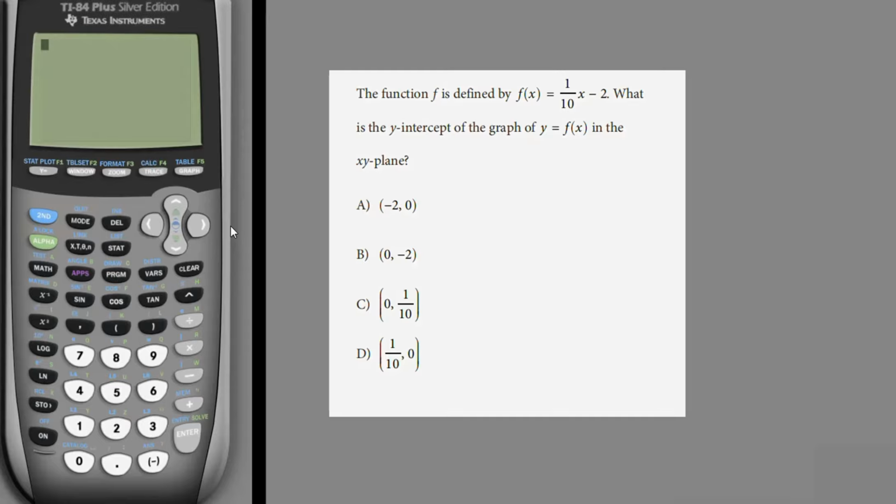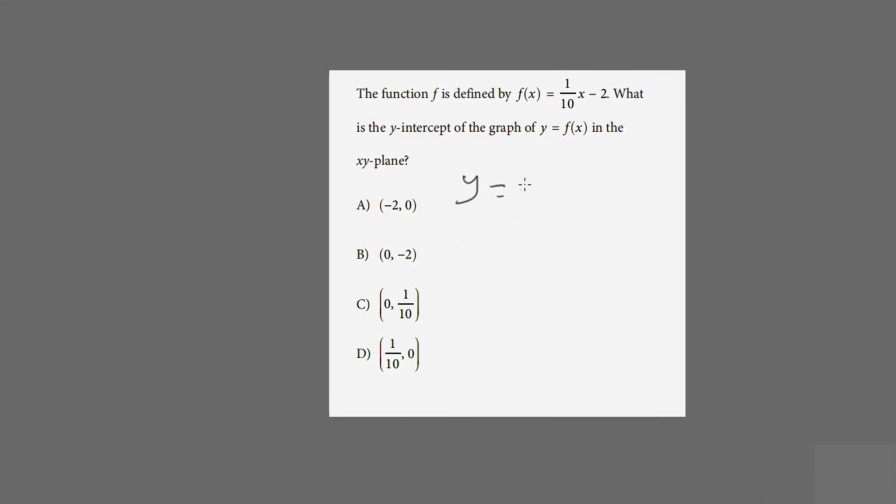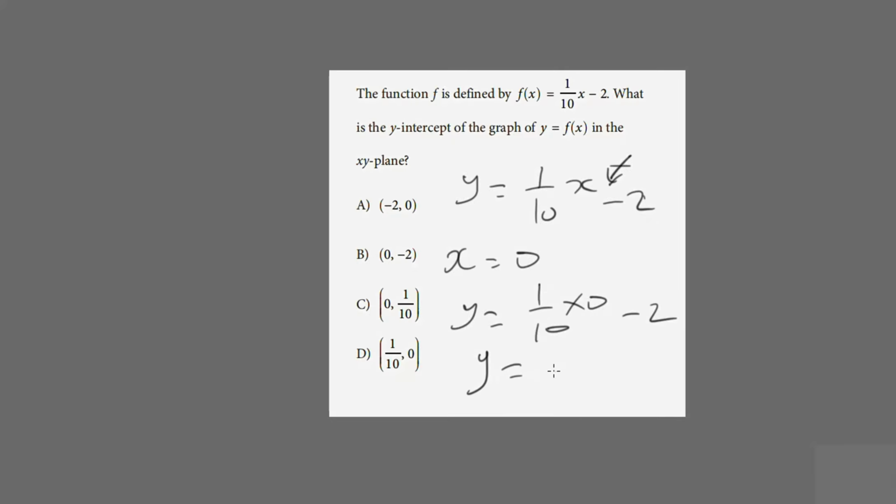Okay, so let me show you why it is option B. Now this is y equals 1 over 10x minus 2. Since we are looking for the y-intercept, that means the x coordinate is 0. So where you see x, you plug in 0. So this is going to be y equals 1 over 10 times 0 minus 2. 1 over 10 times 0 is 0, so that means our y equals negative 2.